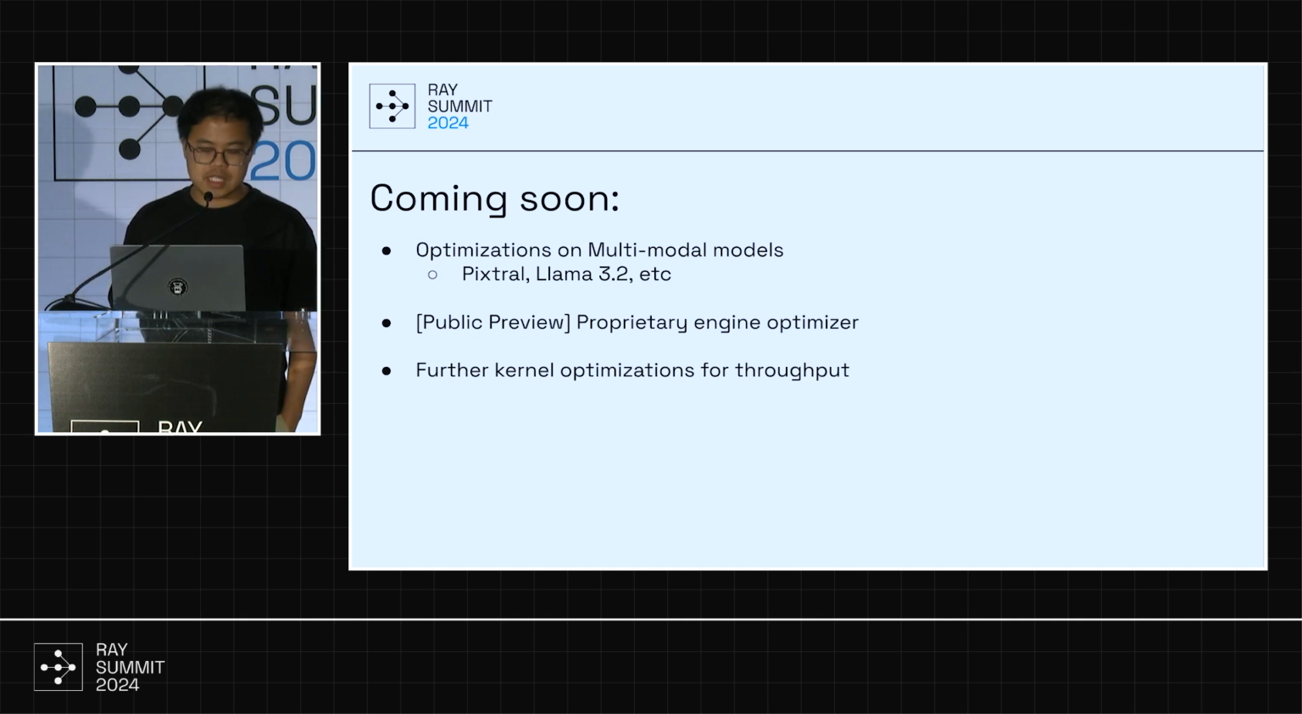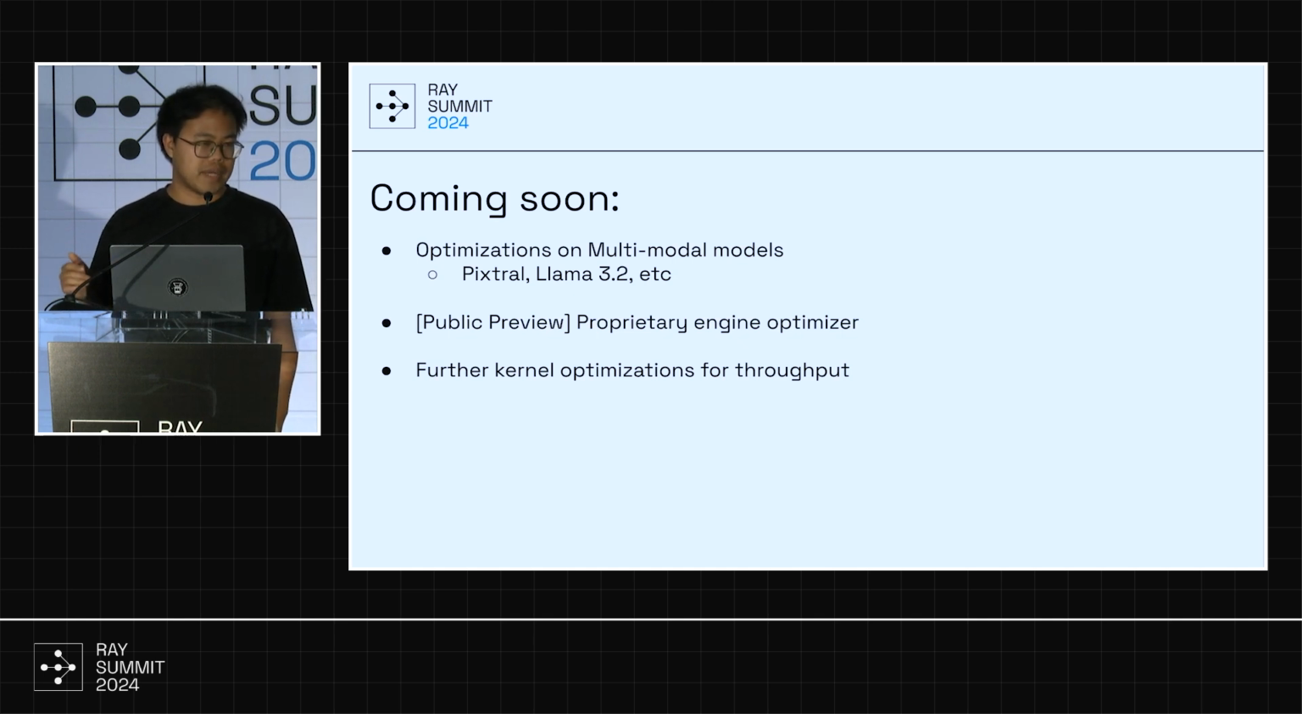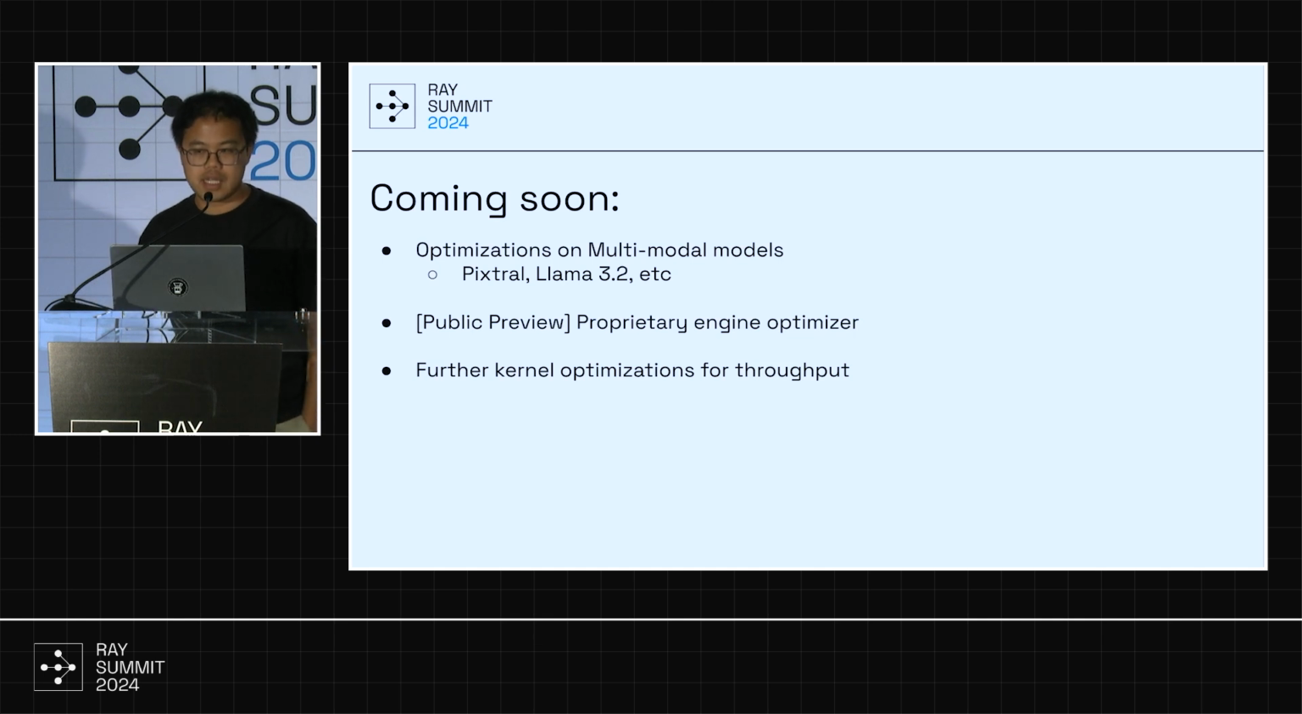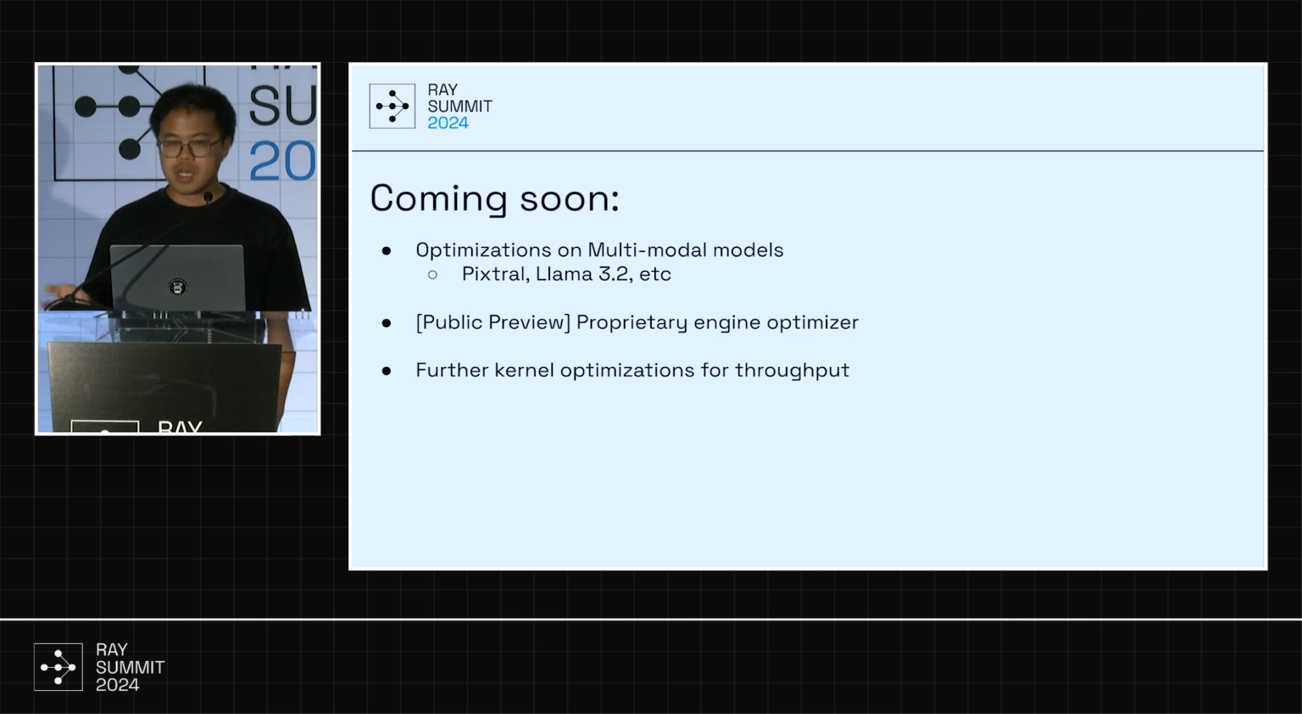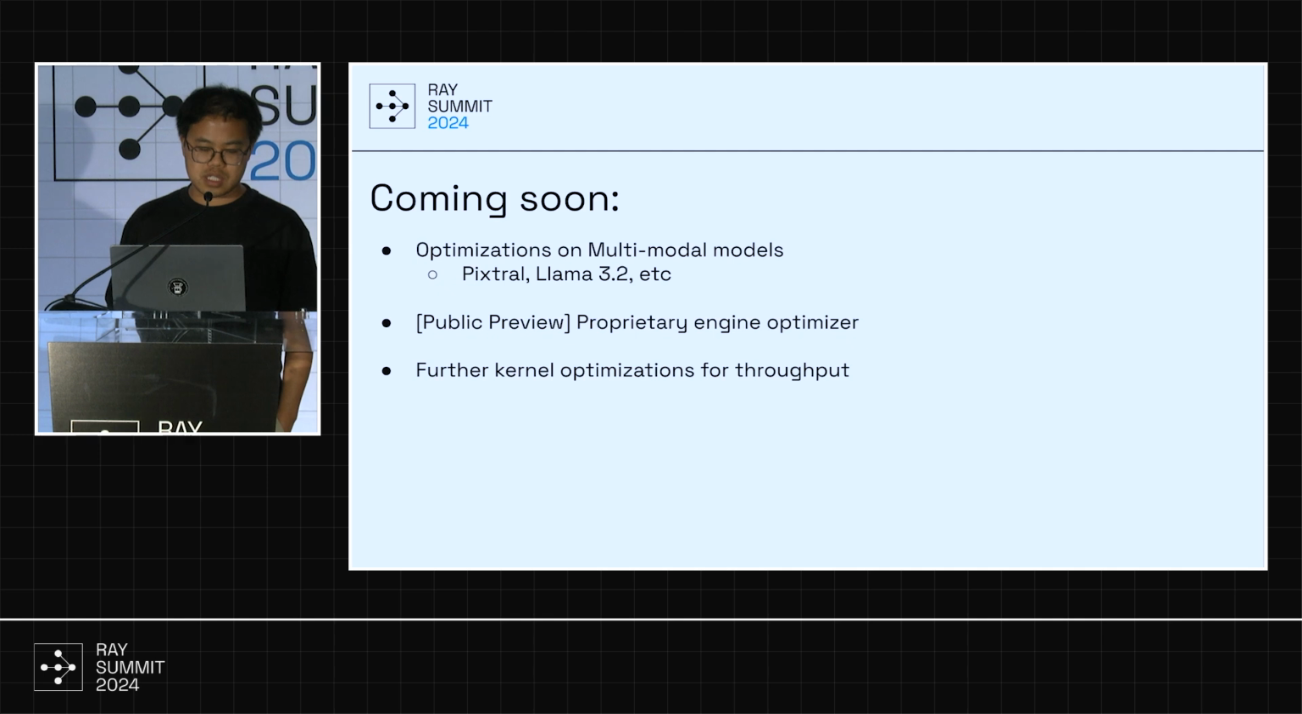On the proprietary side, we will be releasing our engine optimizer API for public preview so that anyone on the Anyscale platform is able to leverage it. And we obviously have engineers continuing to burn down kernel optimizations to improve throughput.